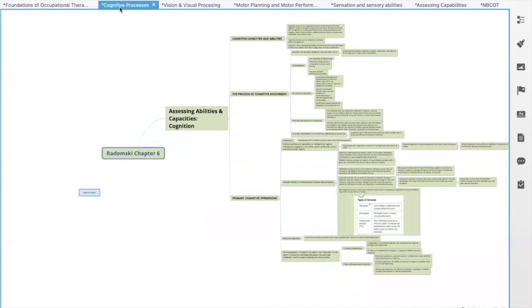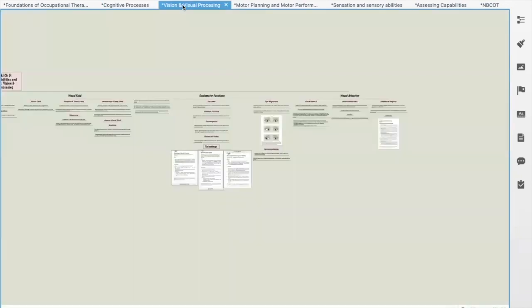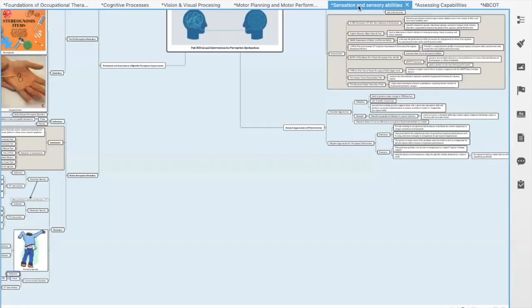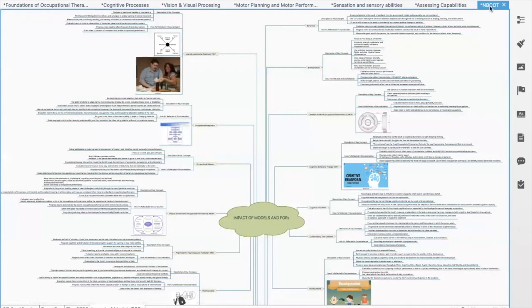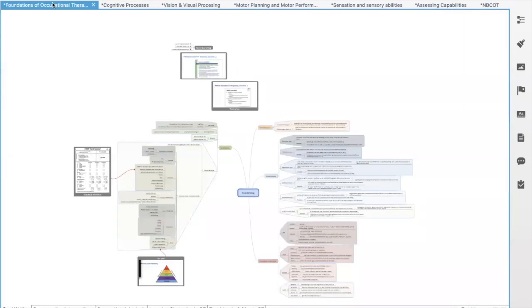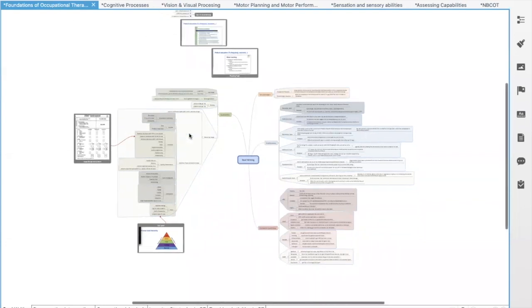The next portion moves on to cognitive processes. Then we have vision and visual processing, motor planning and motor performance, sensation and sensory abilities, and then assessing capabilities of our clients. And last but not least, we have some tips for the NBCOT. So we'll go back to Foundations of Occupational Therapy and just start there.